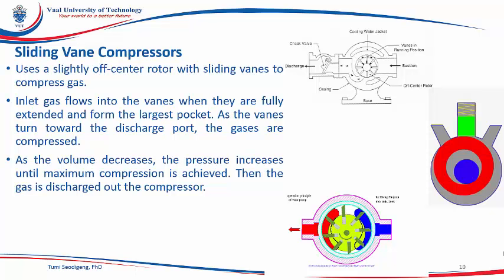Next in the design of rotary positive displacement compressors, we will look at the vane compressor. This design type uses a slightly off-centered rotor with sliding vanes to compress the gas as it moves within the chamber. Inlet gas flows into the vanes when they are fully extended and form the largest pockets. As the vanes tend towards the discharge port, the gas is compressed as the pocket becomes smaller. As the volume decreases, the pressure increases until maximum compression is achieved. Then the gas is discharged out of the compressor.